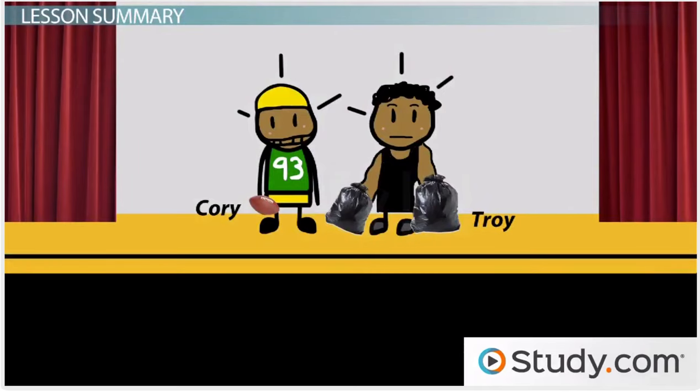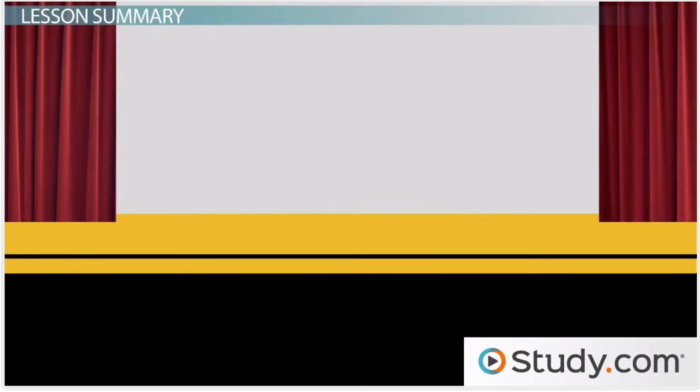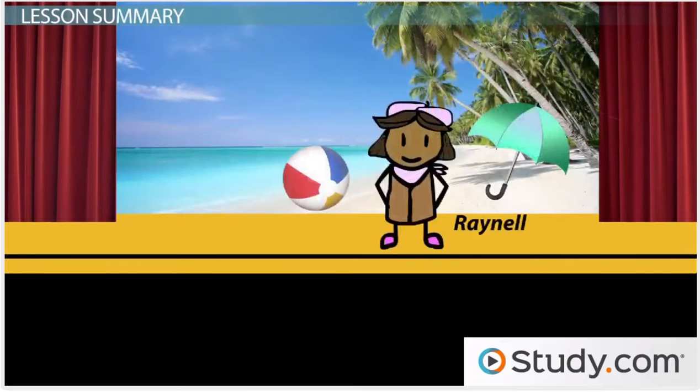Other times, a character is struggling with internal conflicts and uses soliloquies or asides to communicate with the audience directly. Even the setting, props, and minor characters can be used as symbols to help the audience further understand the character's thoughts and actions.